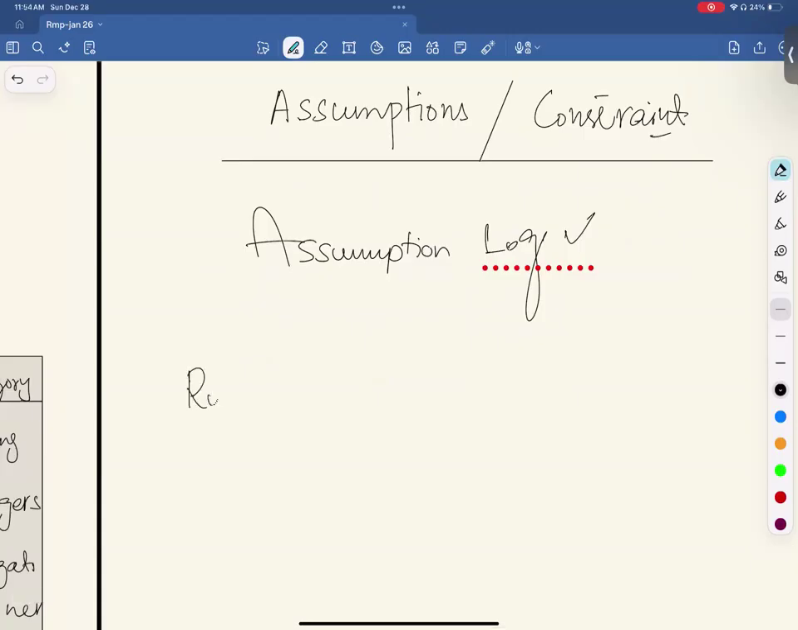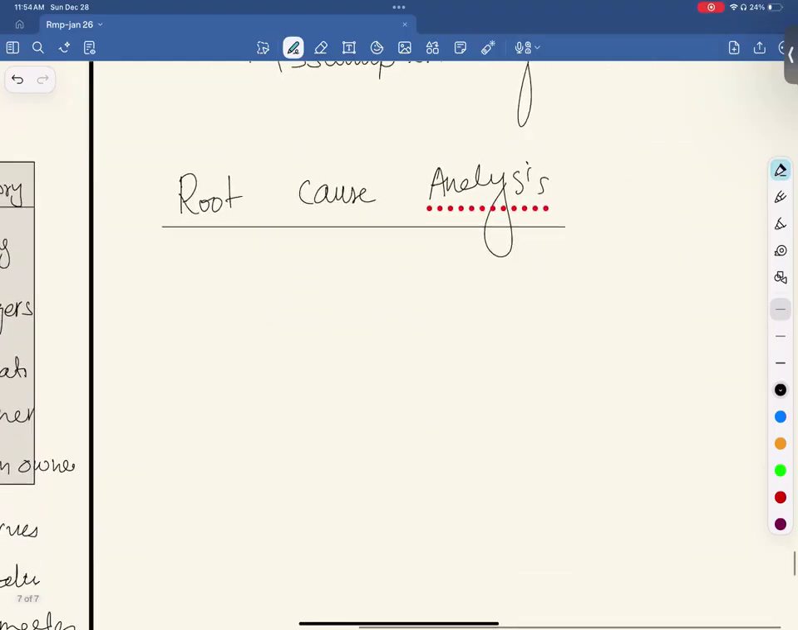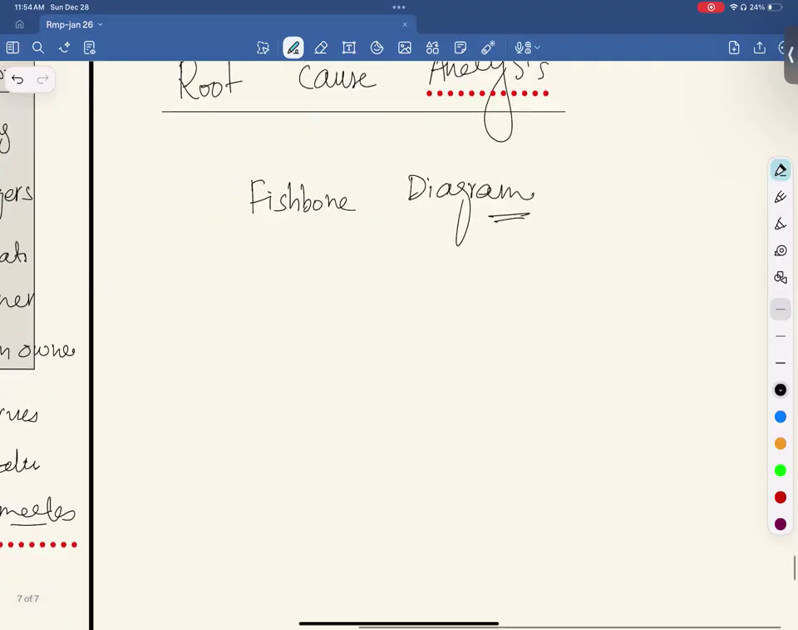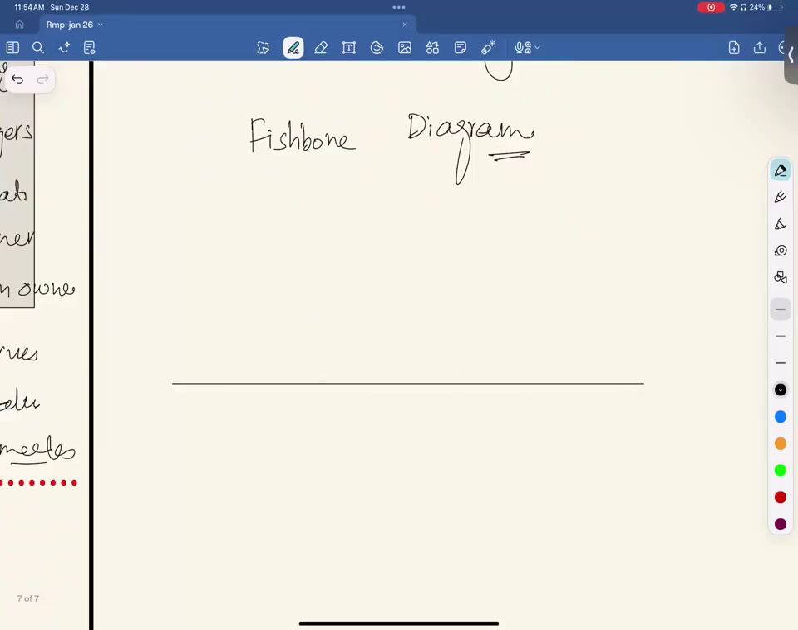We also do root cause analysis, and for that we use the Ishikawa diagram or fishbone diagram. Fishbone, it's like a fish-like skeleton, where you have the fish head here, where you write the problem. Let's say the problem is poor quality of your product. And you have reasons here, why quality of product is poor.